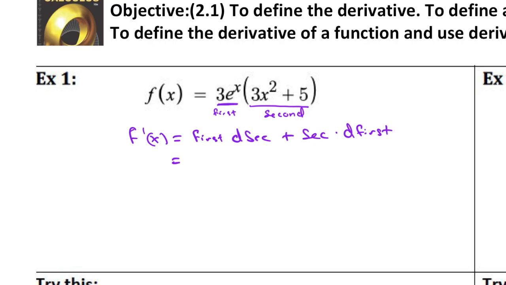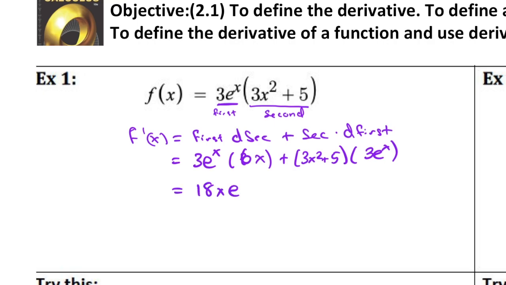And if we follow through, that's going to be 3e to the x for the first term. The derivative of the second term, following our power rule, is going to be 6x, plus the second term, which is 3x squared plus 5, multiplied by the derivative of the first, which is 3e to the x. Now we're simplifying. That gives us 18x e to the x plus, distributing the 3e to the x, 9x squared e to the x plus 15e to the x. You can rearrange it if you'd like, but this is our derivative, the first product rule of the course.